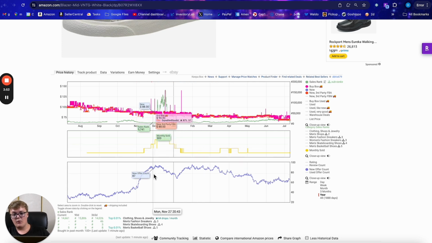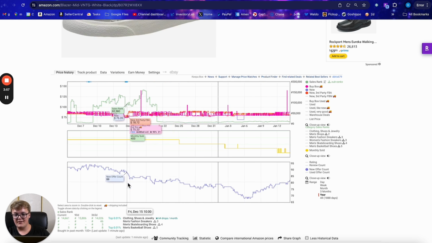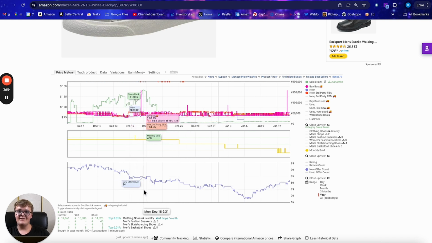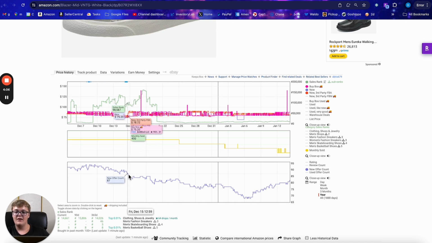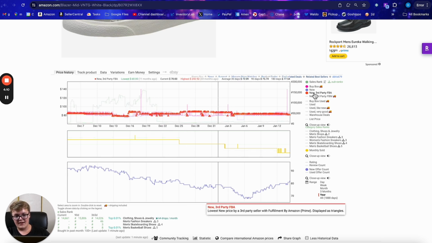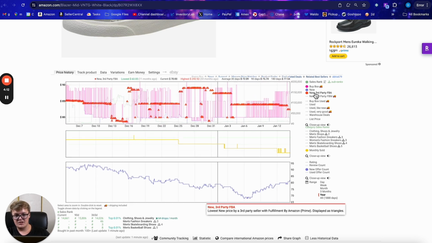But a great way to check if something is selling or not is to just zoom into these offers right here and see if they're moving up and down. If you see a listing where the offer count's going up and down and it's constantly moving, especially like this, where multiple people are selling out within a matter of hours, that's a great sign that this product is selling very, very well.